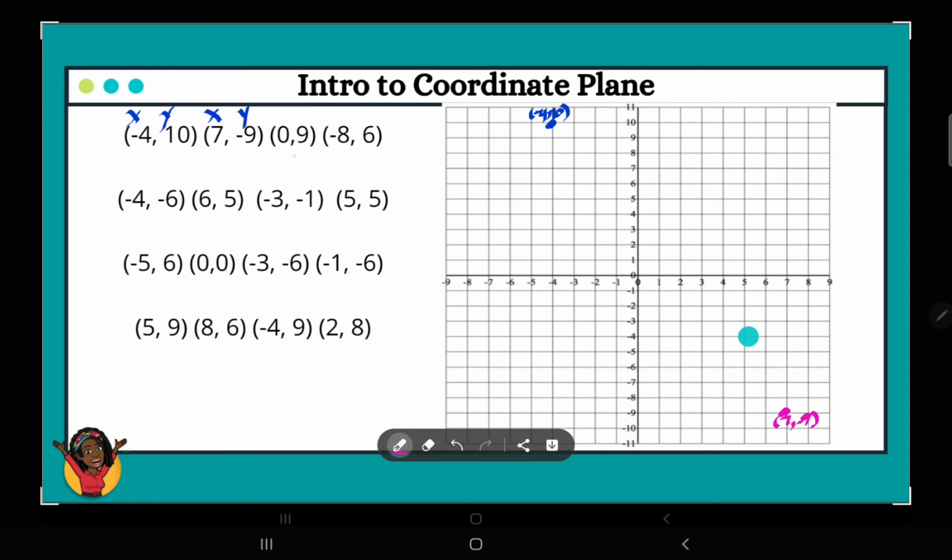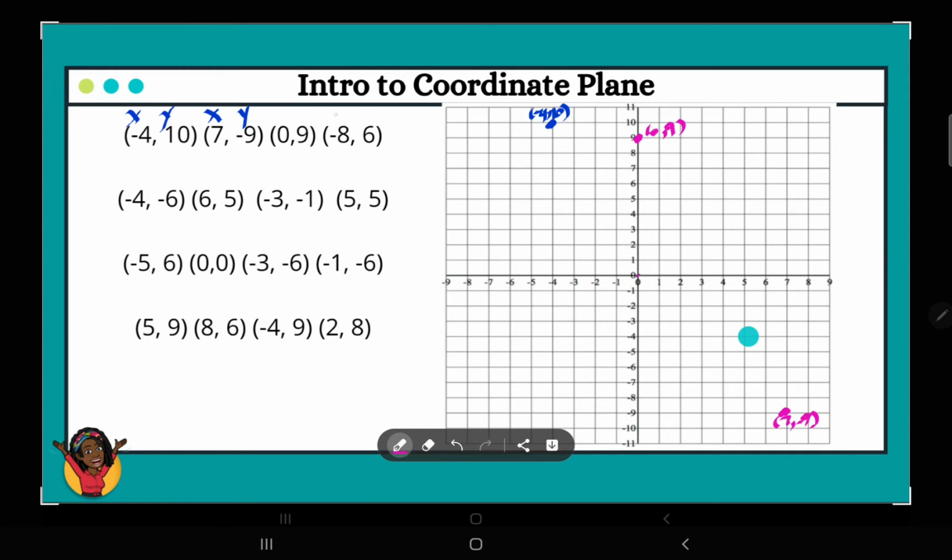Now I have (0, 9). My 0 is located here at the origin. I have a +9, so I'm going to go up. And because the x value is 0, it will stay on the actual axis, on the y-axis. And that is my point, (0, 9). This is similar to the game Battleship, if anyone is familiar.